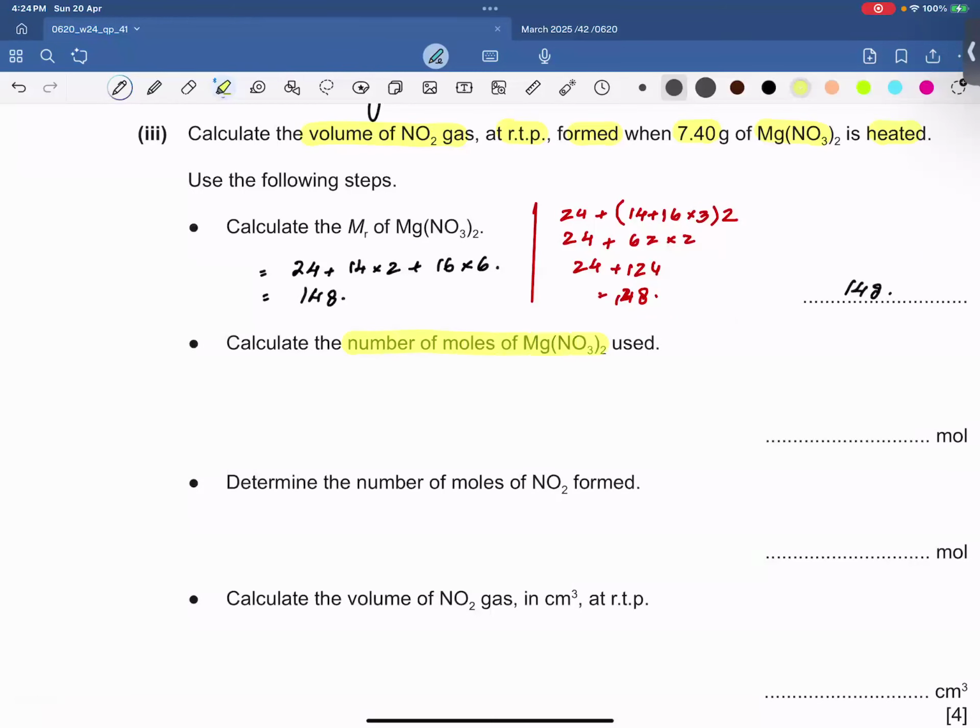Calculate the number of moles of magnesium nitrate used. So mass is given. We need to find the moles. So 7.40 divided by 148. So 7.4 divided by 148 is going to be 0.05.